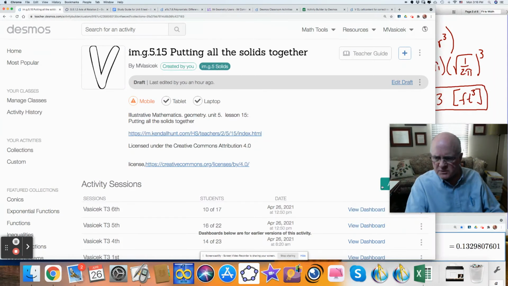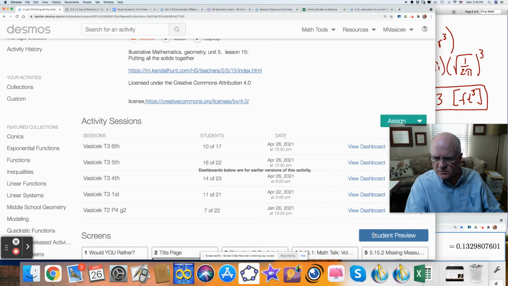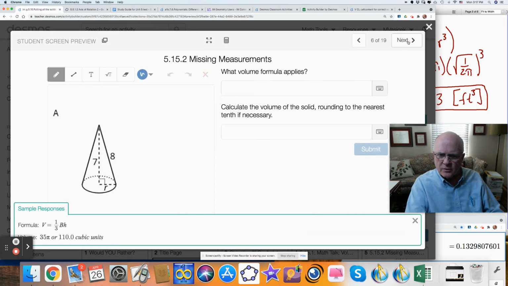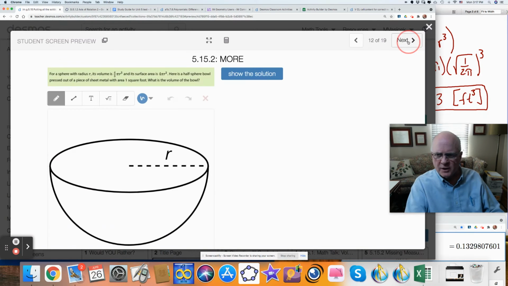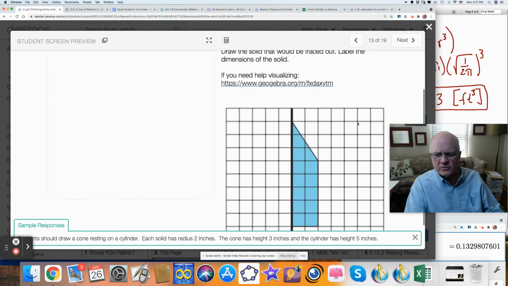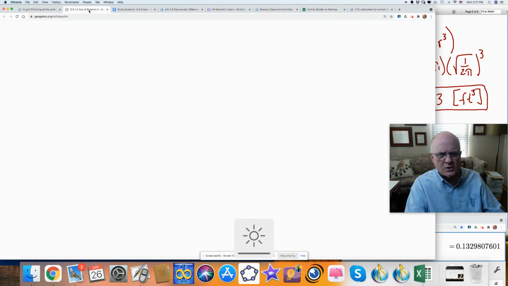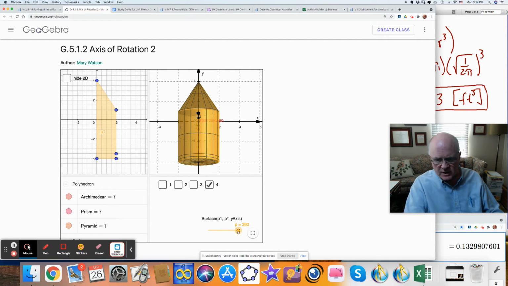I want to look at the student preview, and we're going to go several pages further. We started this on page 10. Well, now we have the volumes of a rotation. And if you wanted to see what this looks like, I do have a GeoGebra applet here, which will help you, if I can get it to call up, to see what this looks like.